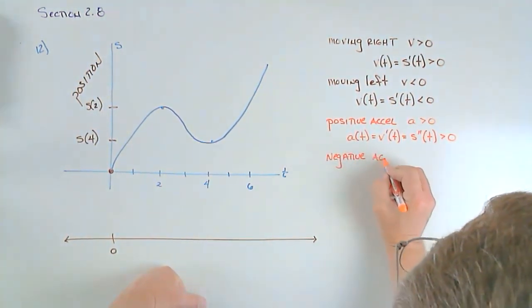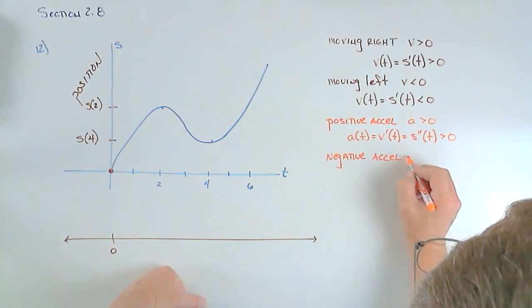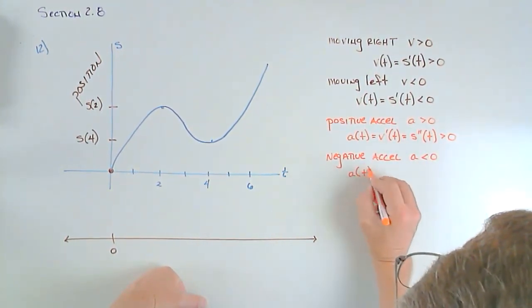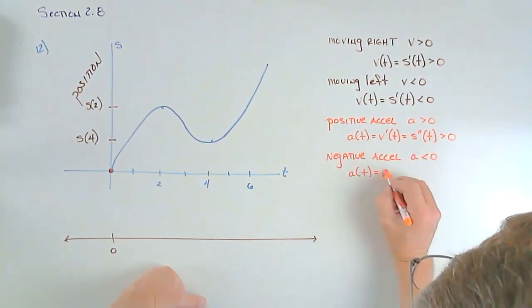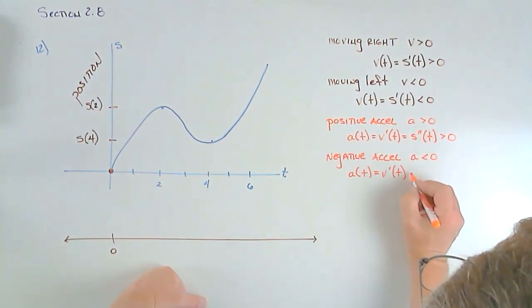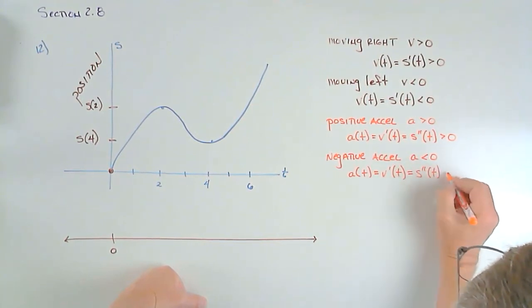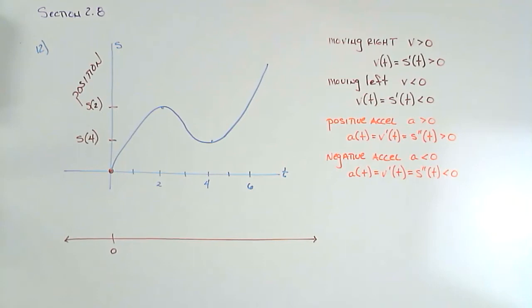Negative acceleration is when acceleration is less than 0, but we know what acceleration is. By the argument we used up here, the definition of acceleration says it's the derivative of velocity or the second derivative of position.